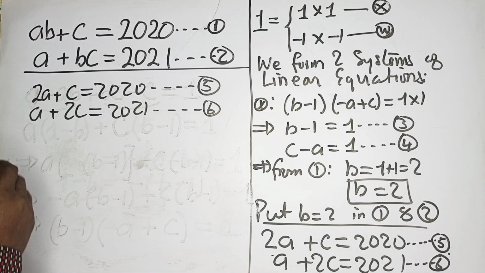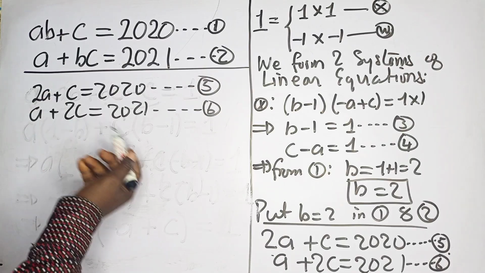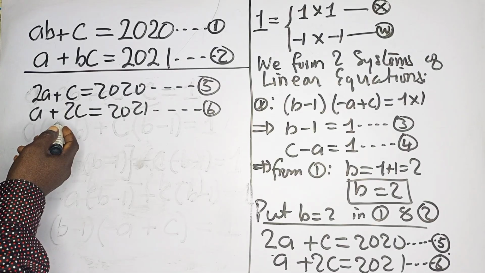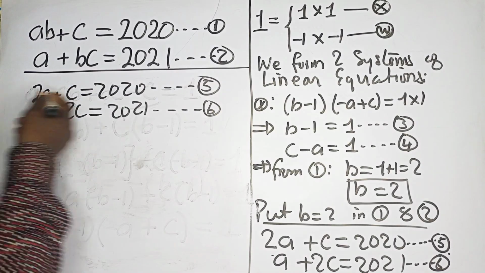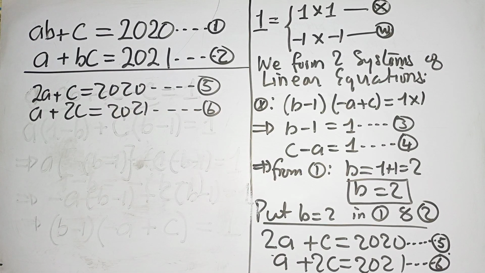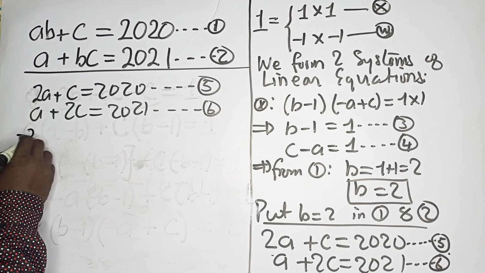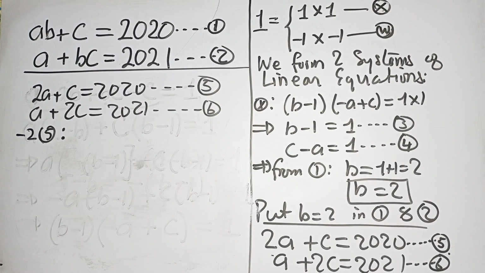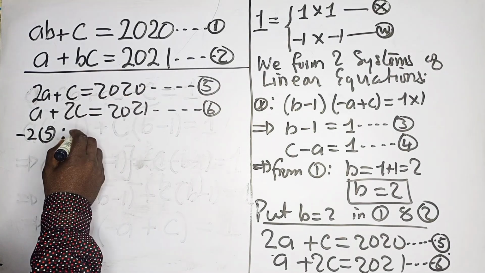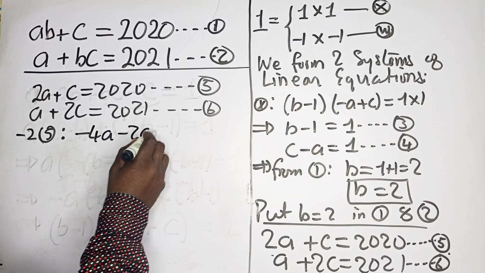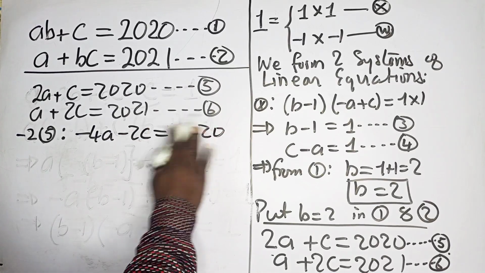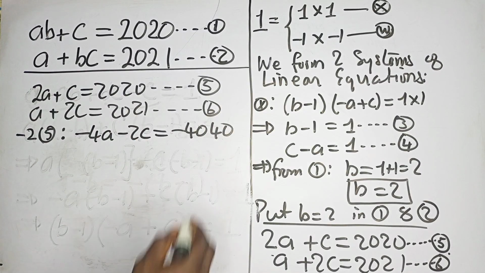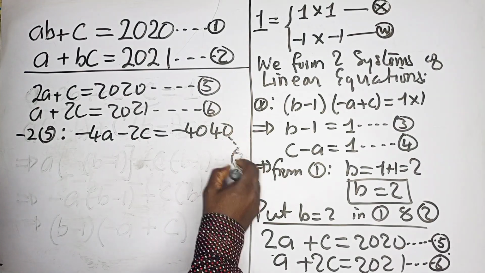Now, if we want to eliminate c, we use the elimination method. Let's make the coefficients of c opposite in sign but equal. So we multiply equation 5 by negative 2. Multiplying all three terms by negative 2, we have negative 4a minus 2c is equal to negative 40,40. We can call this one equation 7.